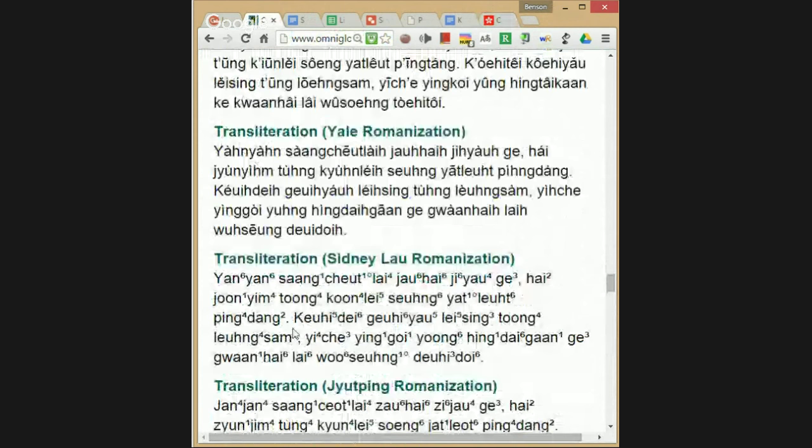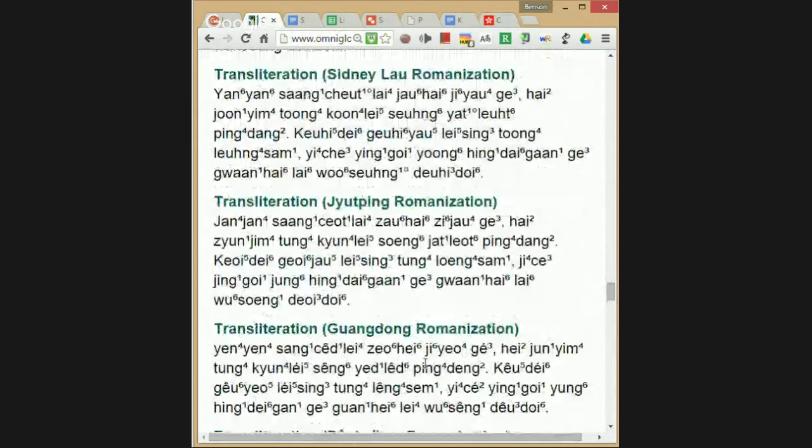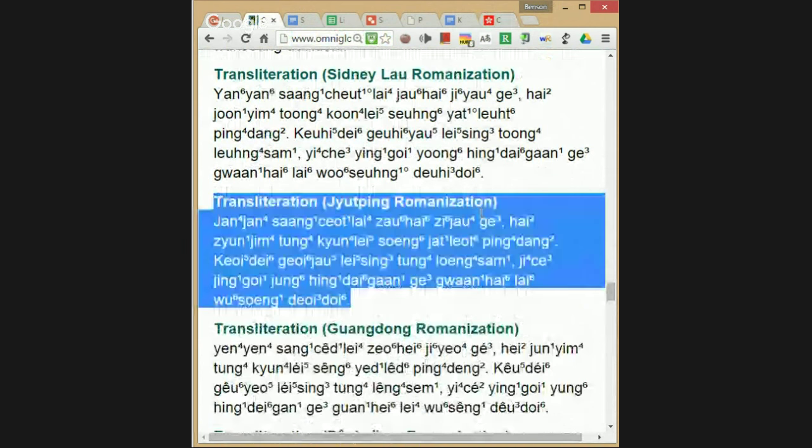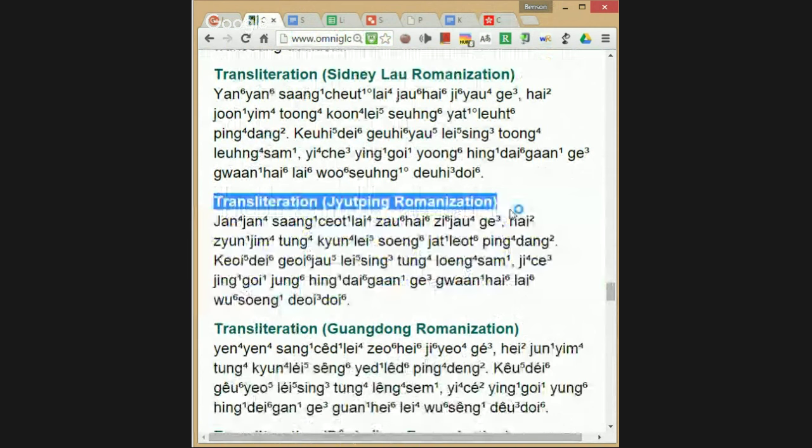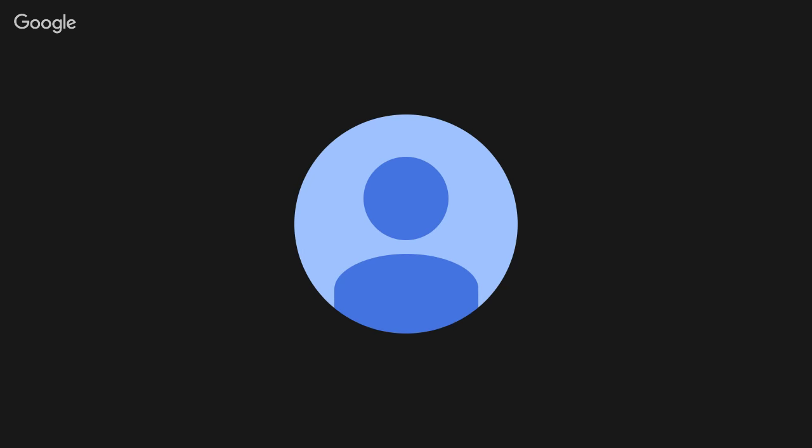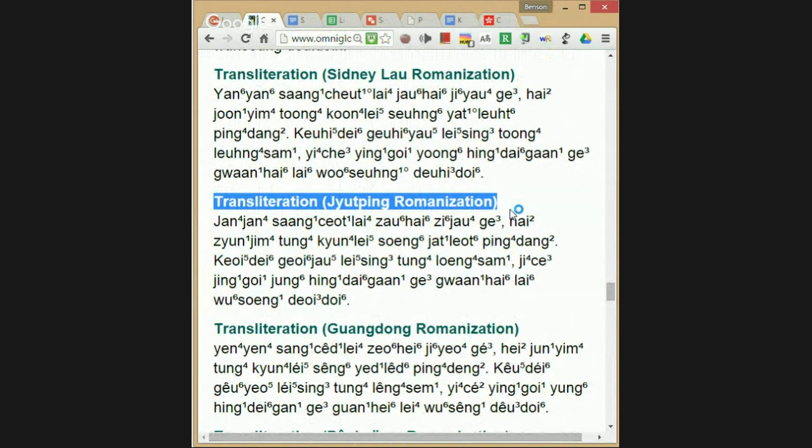Okay, this is the favorite text in Omniglot. Personally, I like Yale because, as you may or may not know, there are quite a few systems of romanization for Cantonese, and Jyutping is the standard one in most dictionaries and textbooks. Hence this is the one I share, and this is the one that I actually know the most. Not the best.